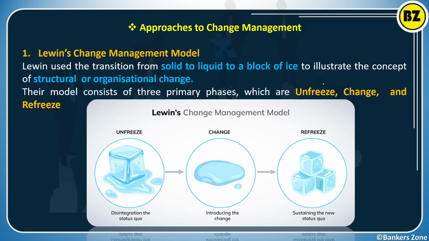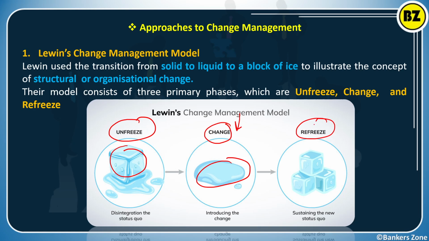Similarly, what are the three primary phases? Unfreeze, change, and refreeze. First is unfreeze. You have a solid ice block, you unfreeze it, right? Then there will be the liquid form, and you can implement the change here. Again you can refreeze it to create new shapes. Got it? So you have to understand this first.